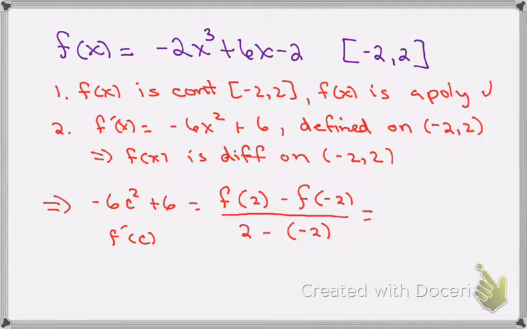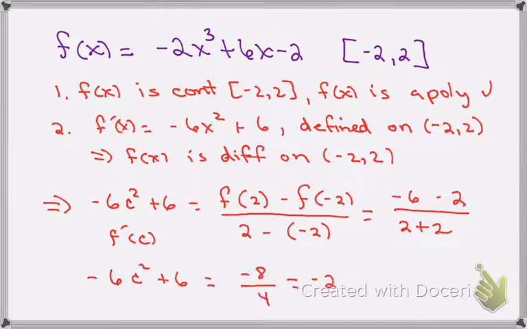And that should be equal to f of b, which is f of 2, minus f of a, which is f of minus 2, divided by b minus a, or divided by 2 minus negative 2. We end up with f of 2 is minus 6, f of minus 2 is 2, so we end up in the numerator with minus 6 minus 2, divided by 2 plus 2. So we get minus 6c squared plus 6 is equal to minus 2.